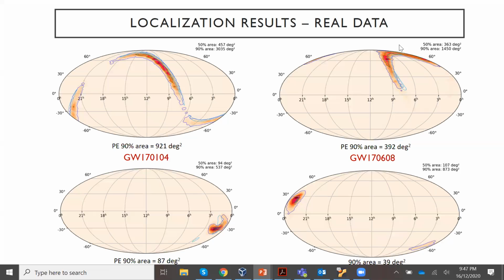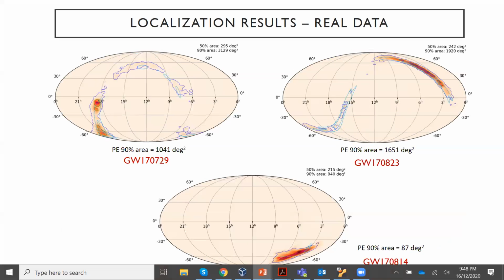However, in terms of the accuracy, or in terms of the 90% area, there is still work that needs to be done, and I'm trying to see whether I can improve this accuracy further. So these are 3 more events. Sorry, there were 7 binary black hole events from O2, and I have tested on data from all of those 7 events and compared with the parameter estimation results.